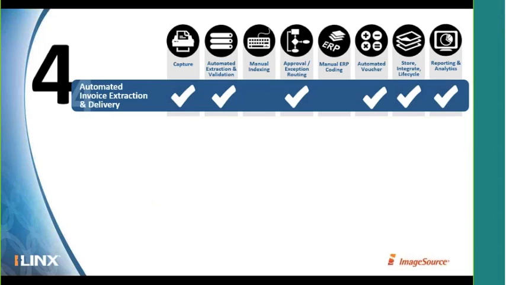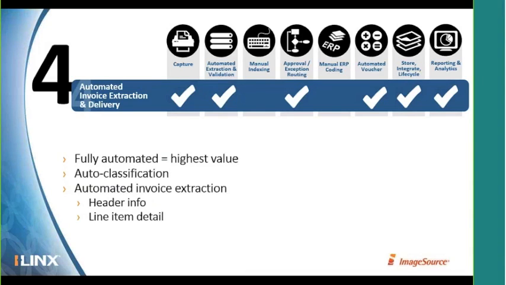All right, finally, we're at a level 4 solution. This is our highest value and most fully automated invoice solution. And really, it's bolting right onto the front of the level 3 that we just talked about. This level 4 solution can eliminate mailroom sorting using document auto-classification, and it can reduce or eliminate manual indexing of header and line item detail using automated data extraction.